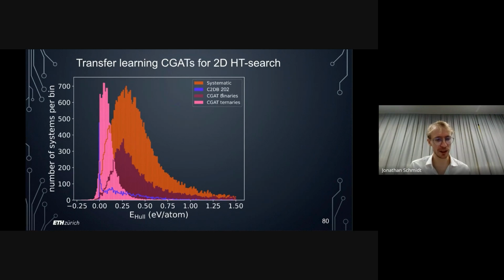But just to demonstrate the importance here. We have all the millions of 3D calculations, and then here we have distributions of some databases. This was the C2DB that we recalculated. There was the systematic approach, without any machine learning, just doing calculations of randomly generated structures based on symmetries, and then transfer learning some crystal graph attention networks also to 2D. And we can significantly improve our distributions here and get much more stable crystal structures also in 2D.